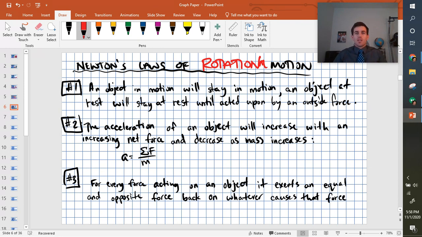So we're going to go through Newton's laws and rewrite them for rotational motion, but you'll see that for the most part, it's exactly the same.